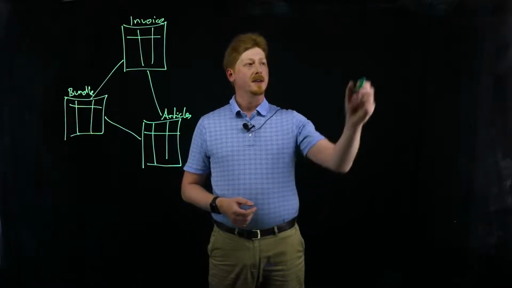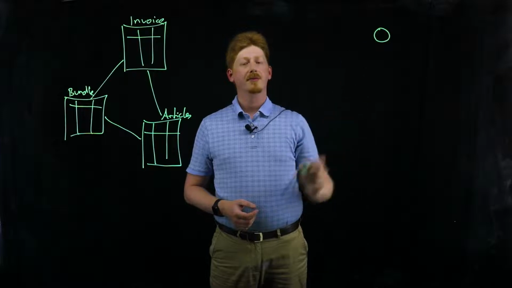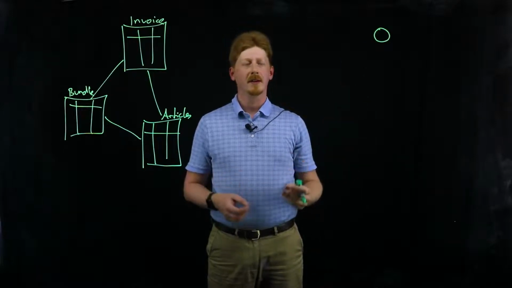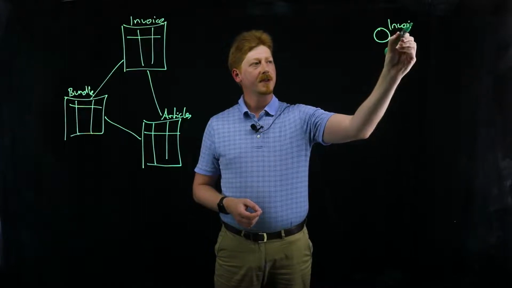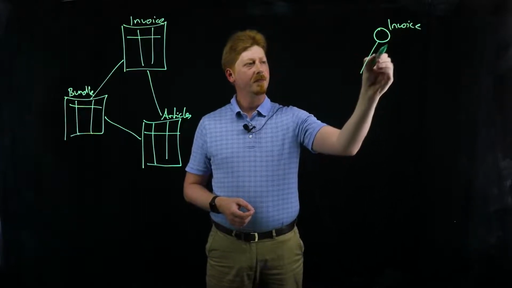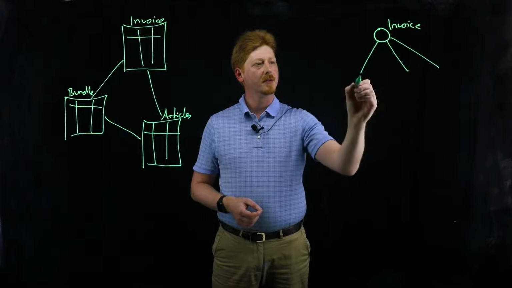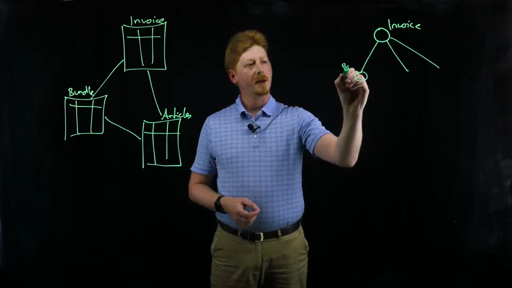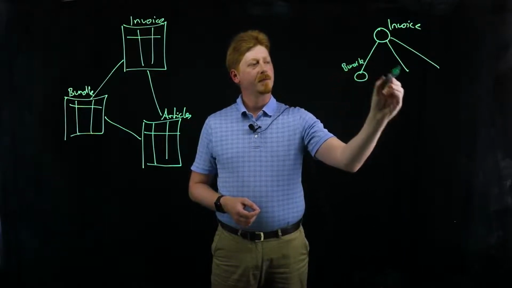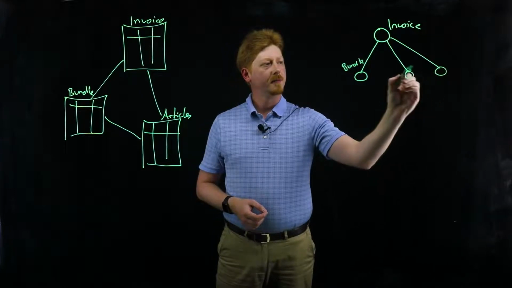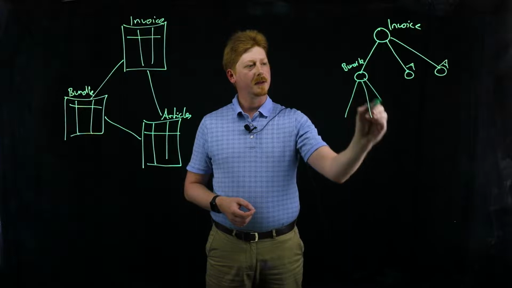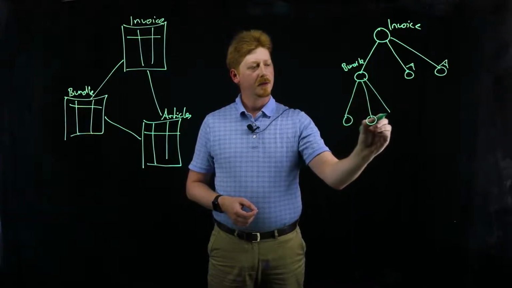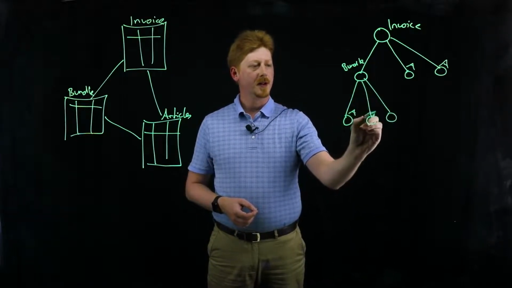Objects, on the other side, are really efficient if you want to follow a graph or manipulate your data in memory. So if I have a graph starting with an invoice, my invoice might actually link to one bundle and to two articles. And the bundle might link to three additional articles, right?